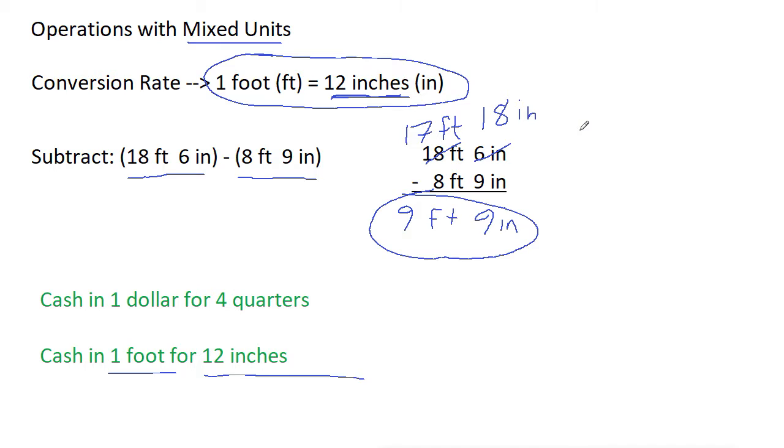Okay. Now, last thing I want to remind you of on the subtraction problem is that we can check our answer by adding. Okay, anytime you do any subtraction problem, you can check this by adding. So what I'm going to do here real quick is take these two things: the 8 feet 9 inches that I subtracted plus the 9 feet 9 inches of my answer. When I add those together, I should get the original 18 feet 6 inches. So I'm going to set that up real quick.